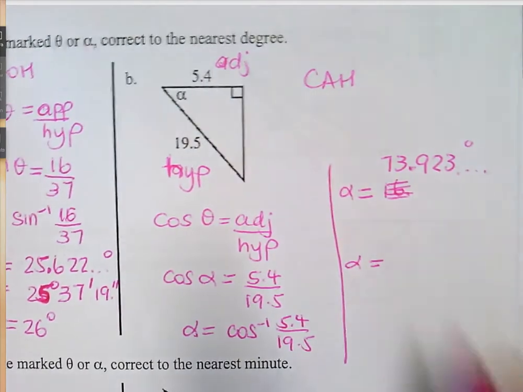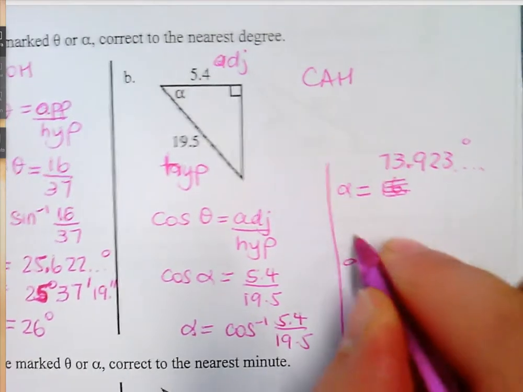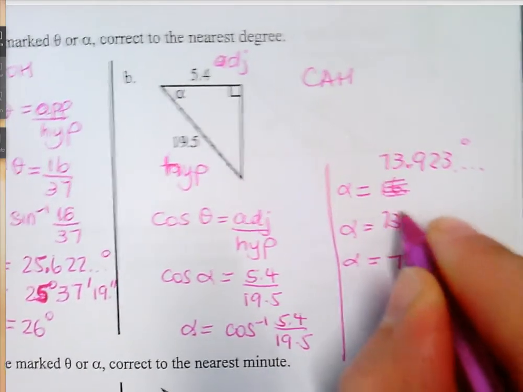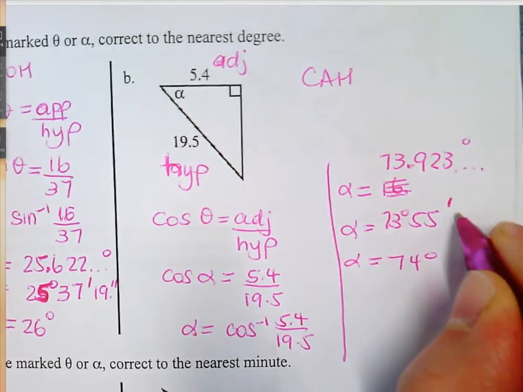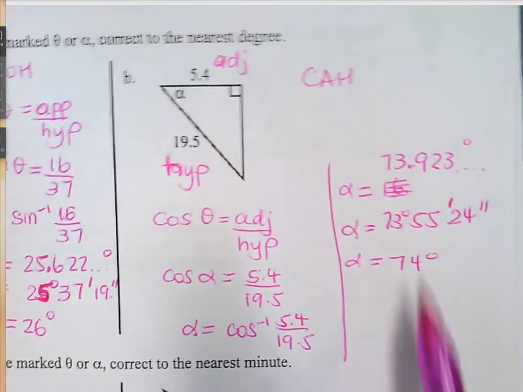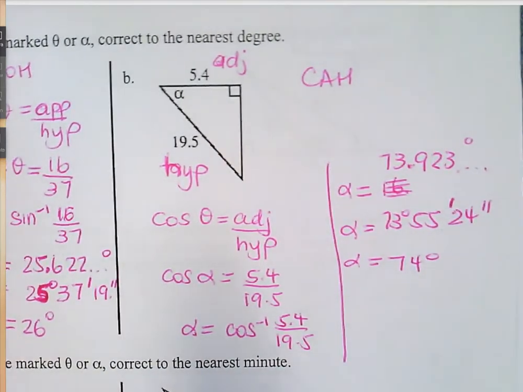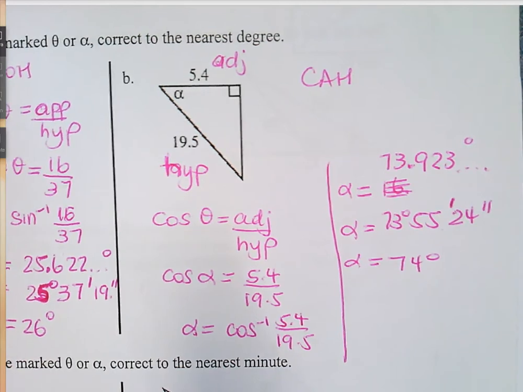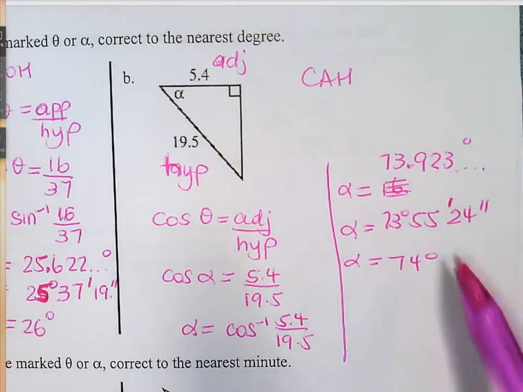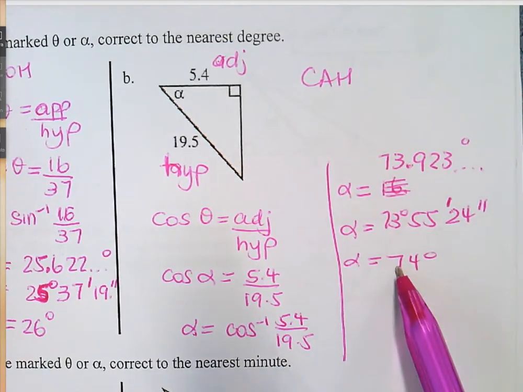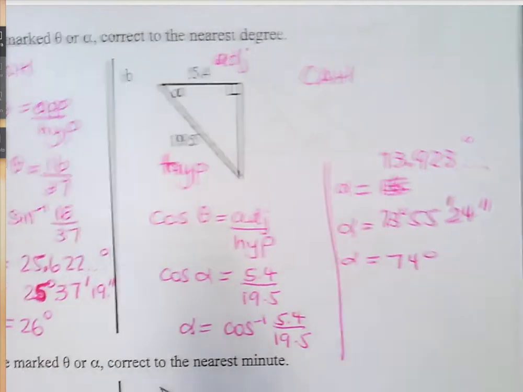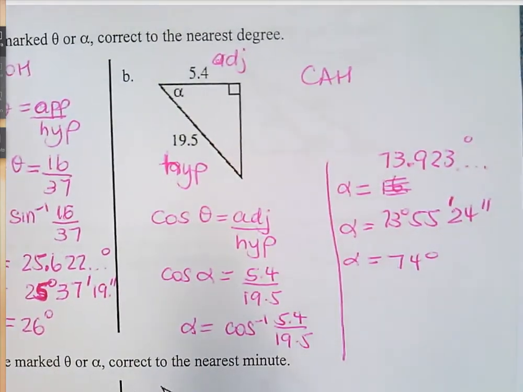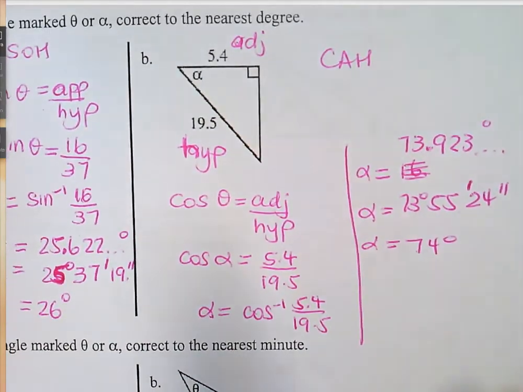That's 74, but to be sure, if you want to do it in degrees and minutes, 55 minutes and 24 seconds, well, we know 55 minutes is almost a degree or an hour as you would think of it. It's 74. So girls, you can go straight from there to there for rounding to the nearest degree, but when you round to the nearest minute, like we'll be doing next, you have to put it in degrees, minutes, seconds.